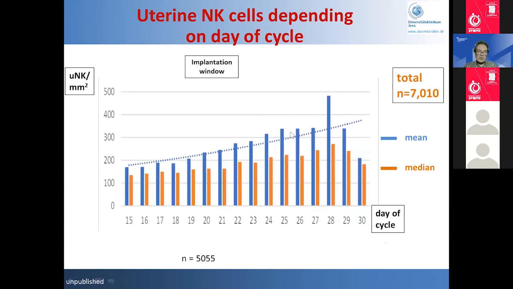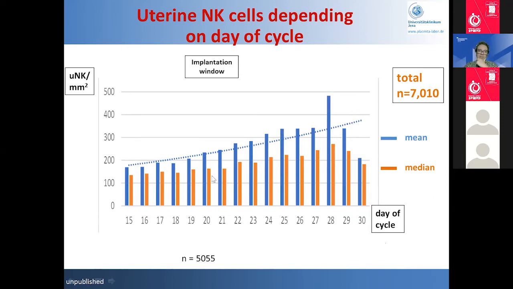Here I would like to show you the dependence of the day of cycle, so the number of uterine NK cells in the endometrium per day of cycle, or depending on day of cycle. And the blue bars show the mean and the orange bars show the median. And this is the regression curve here.